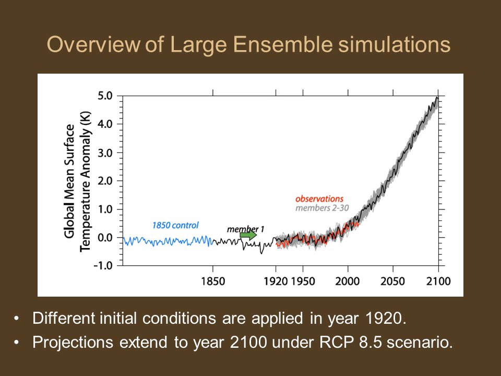And they stem from member 1, which was initialized with 1850 values from a control simulation that actually covers several centuries. So you can compare these simulations with the control simulation, and you can extract ensemble statistics from this more than 30 ensemble set of simulations. And they differ only in their initial conditions in atmospheric temperature in the year 1920.